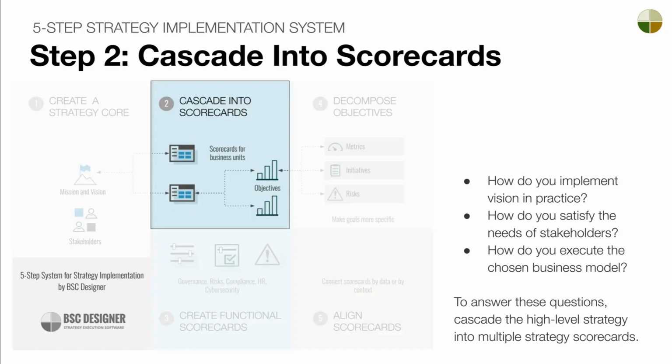Step 2. Cascade your high-level strategy into scorecards. Once we've defined the strategy at a high level, the next step is to make it more specific. We need to ask questions like, how do we plan to meet the needs of our stakeholders? How exactly do we put our mission and vision into practice? How do we execute the chosen business model? To answer these questions, we cascade the high-level strategy into several scorecards.